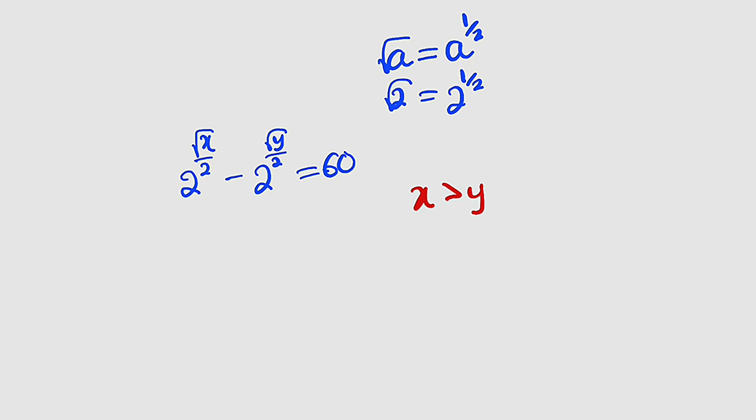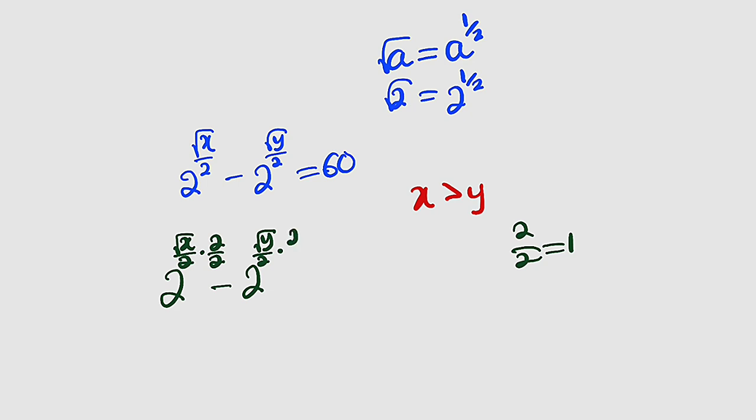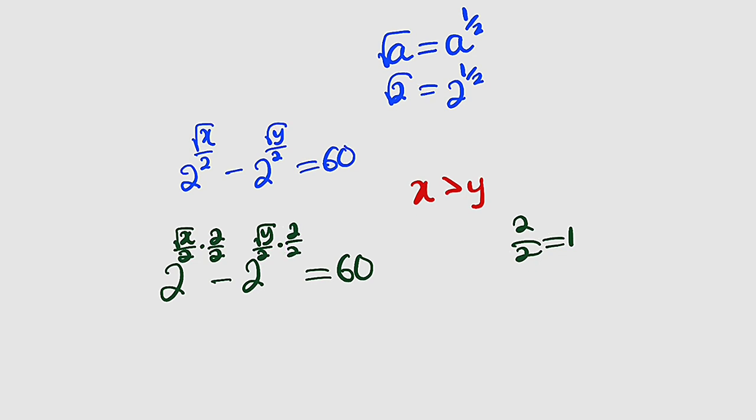Another logic we are going to apply here is that 2 divided by 2 is equal to 1. So we can multiply both exponents by 2 divided by 2. So we have 2 raised to the power of square root of x divided by 2 multiplied by 2 divided by 2. We do the same thing for 2 raised to the power of square root of y divided by 2 multiplied by 2 divided by 2, and this remains 60. This is 1, so multiplying that exponent by 1 will not change anything.